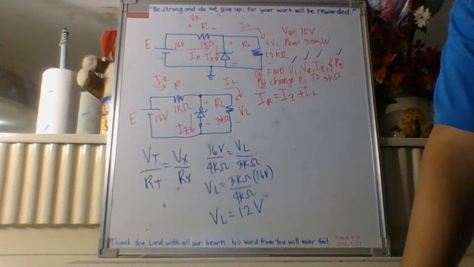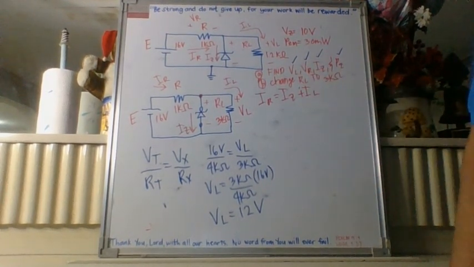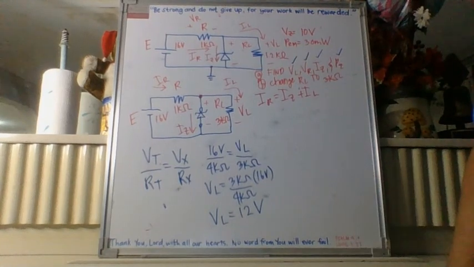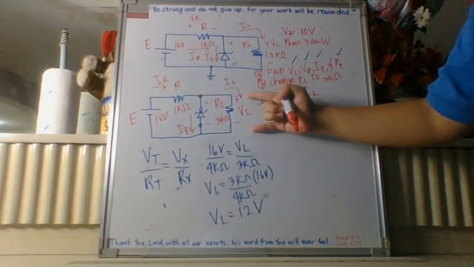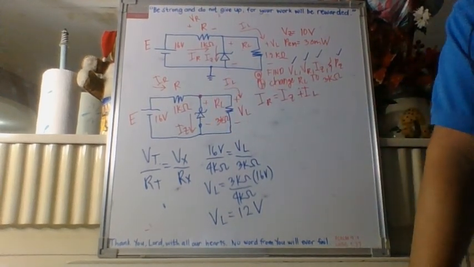But let's go back to the unknowns. V sub L. What would be the value of V sub L? The question is, is it 12 volts or is it 10 volts? Remember, when we removed the Zener diode, we had 12 volts here. When we put the Zener back, what would be the voltage of our load?